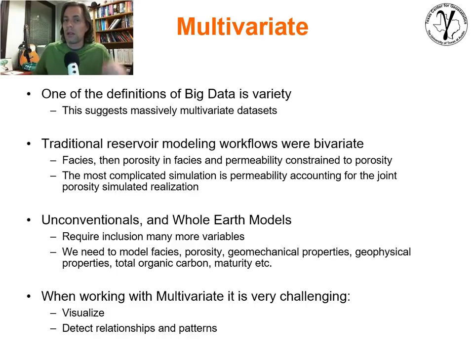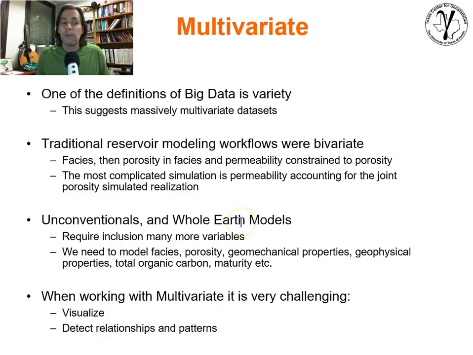So with whole earth modeling, we're trying to close the loop. We're trying to run forward seismic on the model. So now we've got to model these seismic elastic properties and so forth. So with unconventionals, we're being driven to look at a lot of different variables. We're trying to understand flow, and so we're talking about fracture properties, fracture densities. We're talking about the traditional facies, permeability, porosity, and so forth.